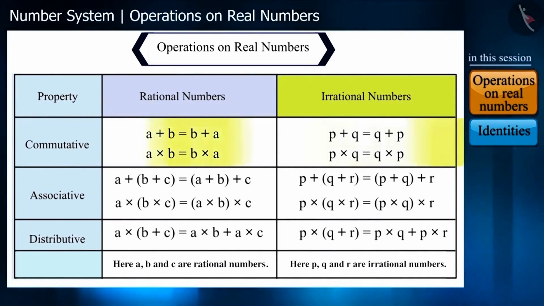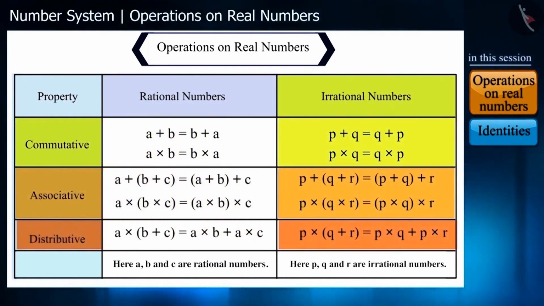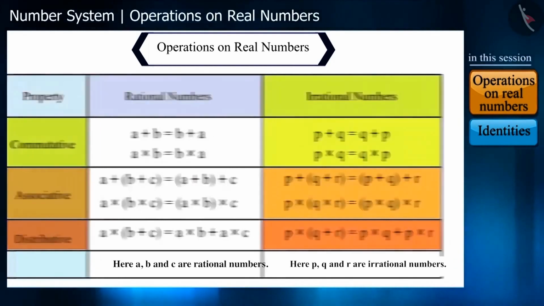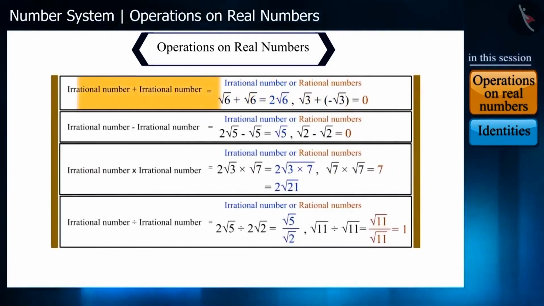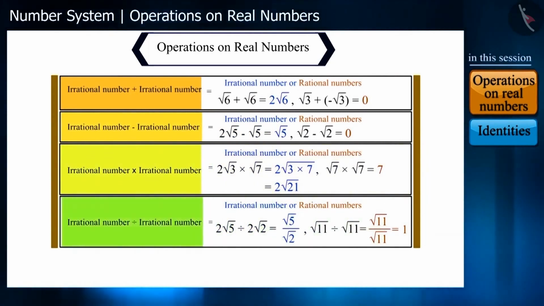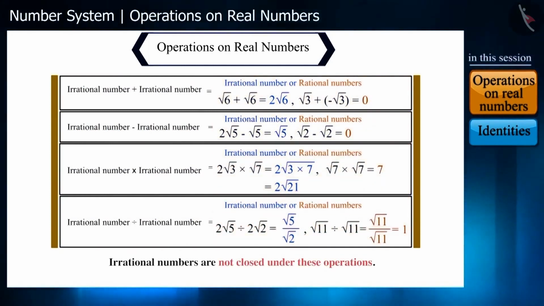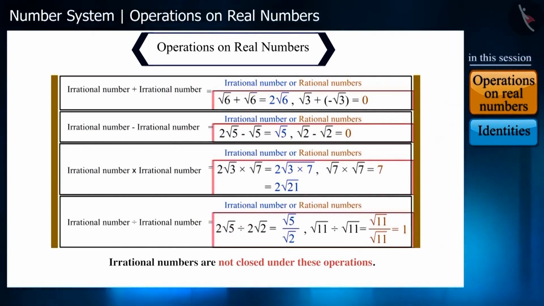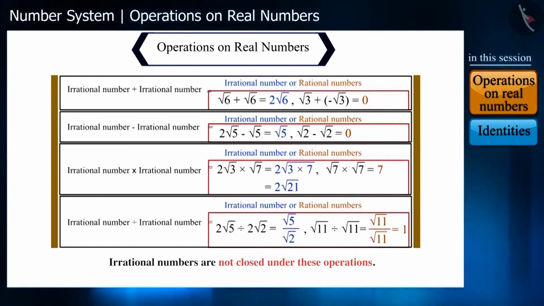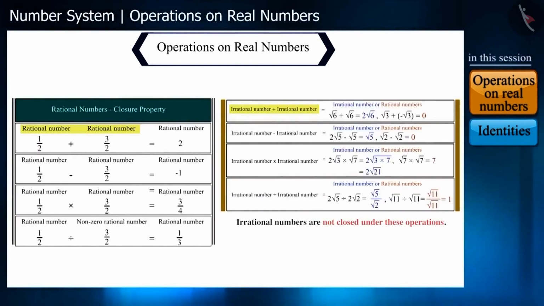Irrational numbers also follow the commutative, associative and distributive rules of addition and multiplication. But on adding, subtracting, multiplying and dividing irrational numbers, the number so obtained is not always an irrational number. That means irrational numbers are not closed under these operations. Friends, you can easily understand the same by looking at these examples. Here, we are getting both rational and irrational numbers. Friends, all these facts are true for operations between same type of numbers.